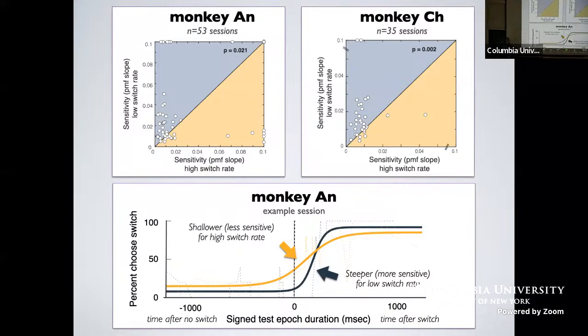Anubis and Cheetah. And what I just wanna highlight here is, so the y-axis is the steepness of the function at the low switch condition, and the x-axis is the sensitivity at the high switch condition. And remember, better integration is steeper, right? And so most of the points are falling above the main diagonal. And so this is good. This is what we expected, right? So in both monkeys, the majority of sessions, they were doing better evidence accumulation under the conditions in which they could, but with some variability. So on average, statistically, there's more for the low versus the high, but there's some variability that will turn out to matter in just a little bit.